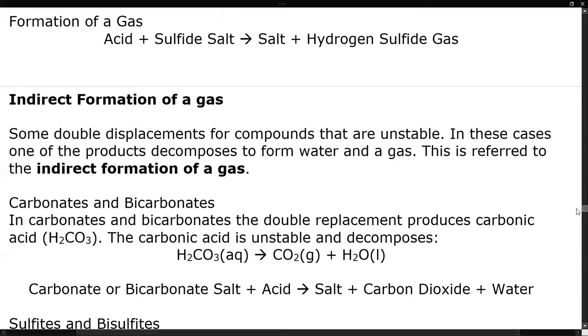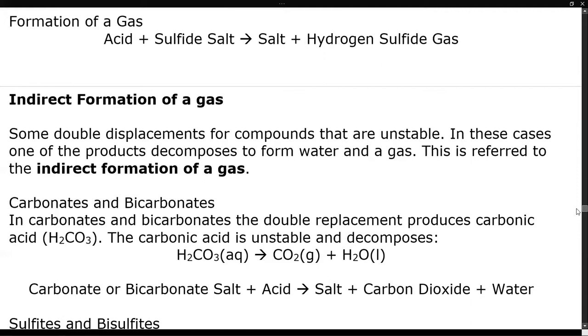Double displacements sometimes form compounds that are unstable. So essentially, you get a double displacement followed by a decomposition. We call that an indirect formation of a gas. Carbonates and bicarbonates will react with an acid to produce carbonic acid, H2CO3, but that compound tends to be unstable, and so you'll form carbon dioxide and water, and you'll get bubbling and fizzing of carbon dioxide escaping the solution at large.